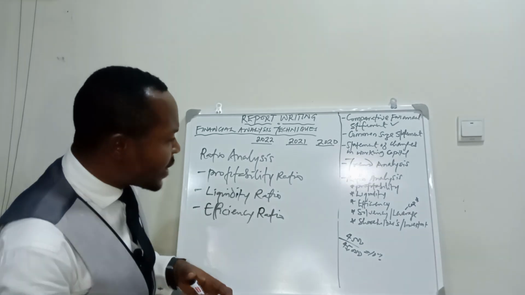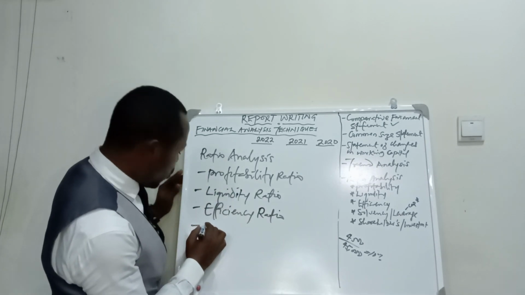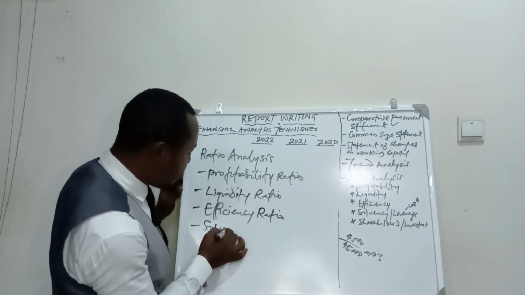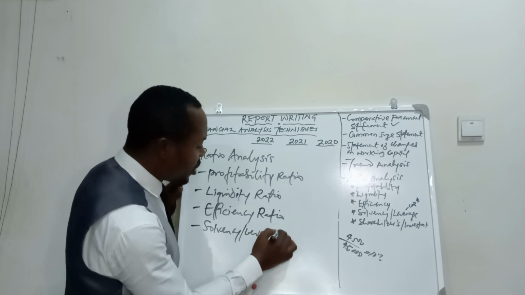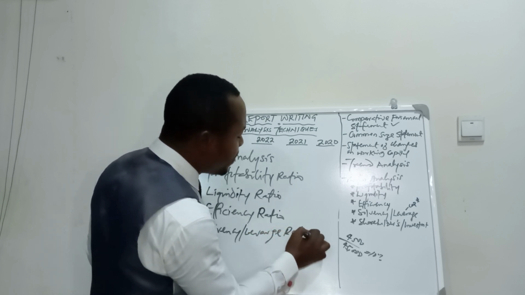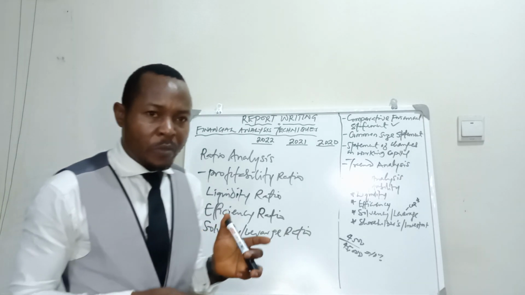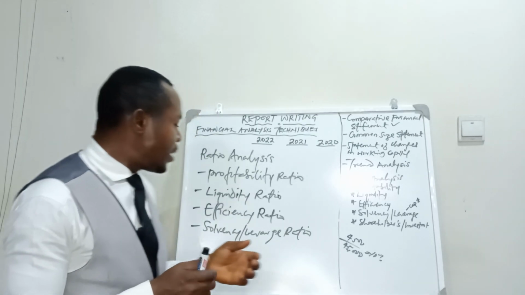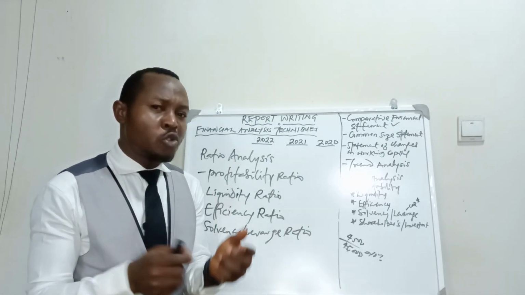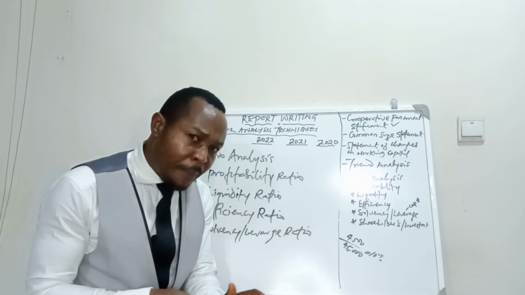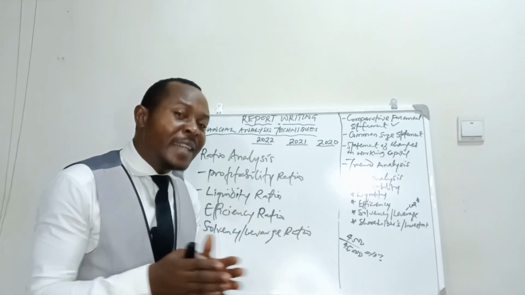Okay. The next one is the solvency ratio. We call this solvency ratio, or we call it leverage ratio. Now, what does this mean? This is the ratio that talks about the capital structure of an organization. That is, when you say capital structure, you are talking about the debt, you are talking about the equity, you are talking about the assets of that organization.